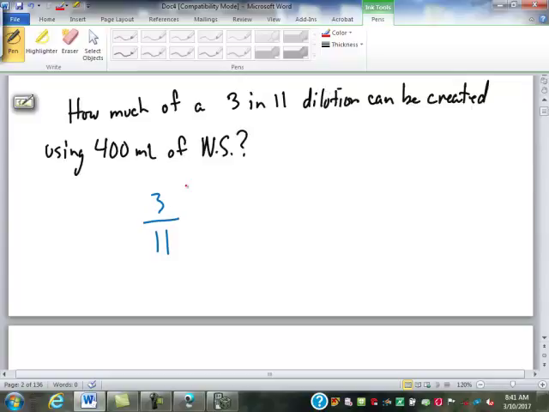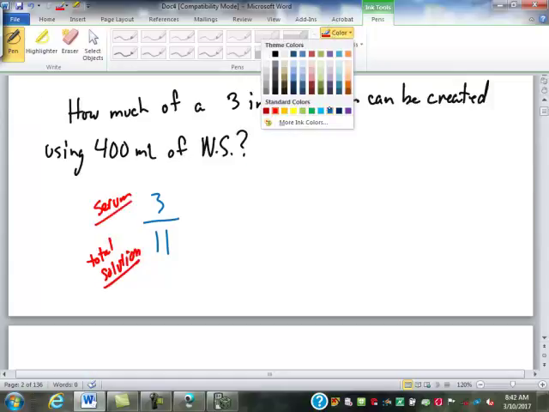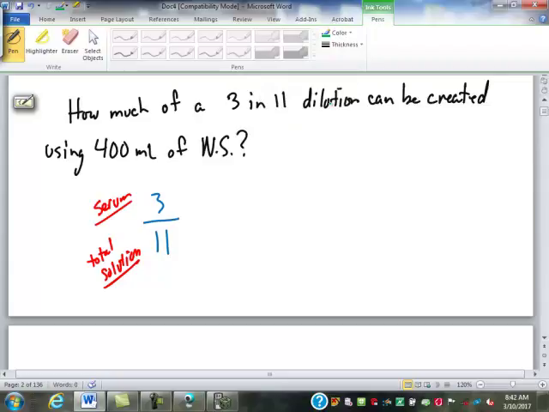Okay, so I always write down the dilution ratio first, just because I like to be methodical about things. So that's a 3 in 11 dilution, and I'm uptight about labeling things. So the 3 is the serum, the 11 is the total solution. Looking at it, however, we don't have either one of those.